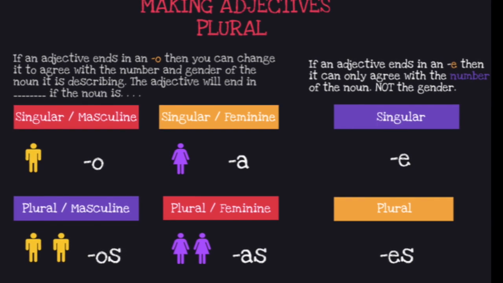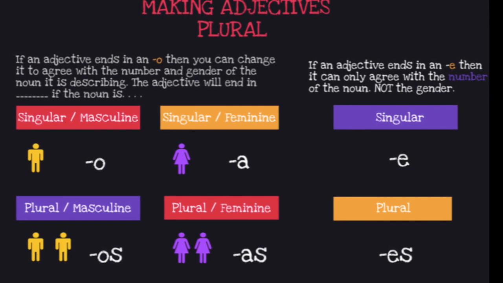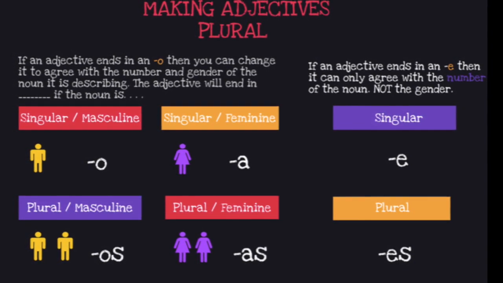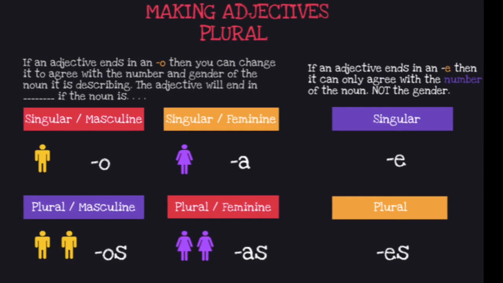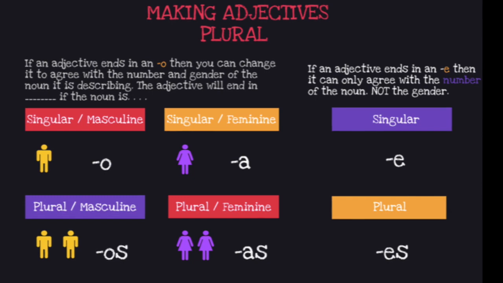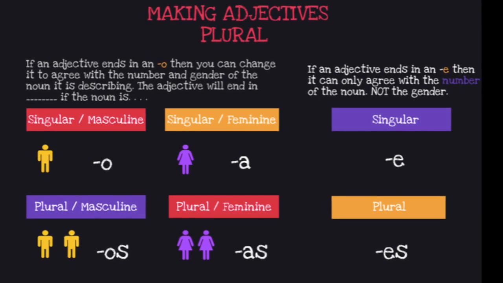However, not all adjectives can change from masculine to feminine. You can only do this if the adjective ends in an O. If it ends in an E, you can only change it from singular to plural, meaning just adding an S on the end. Therefore, just remember your adjective always goes after the noun, and it must agree with both number and gender of the noun that it is modifying.